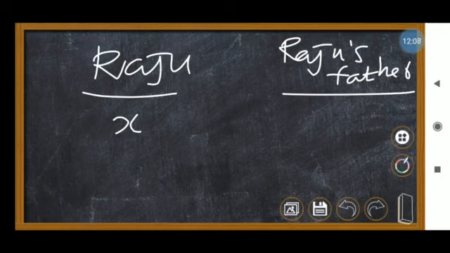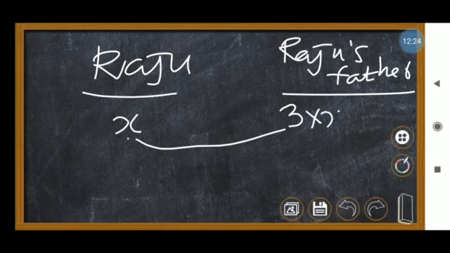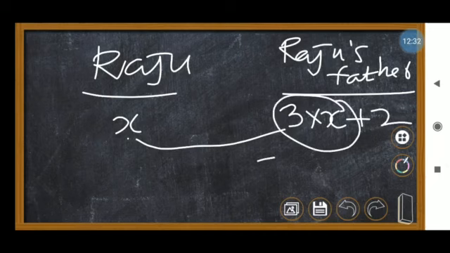Okay students, so Raju's age will be X, which means Raju's father's age is 3 times Raju's age plus 2 years more. So what is the current age of Raju? X. So 3 times means 3 into X, and then plus 2 years more. So I will write 3X plus 2. If Raju's age is X, Raju's father's age will be 3X plus 2. Can you understand? Okay, shall we go to the next one?